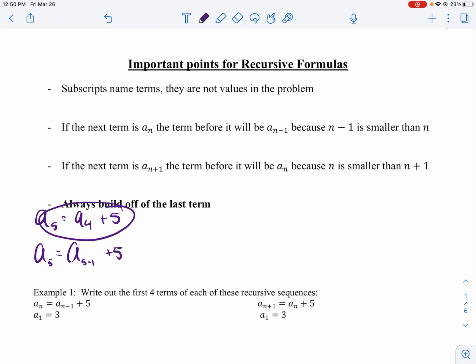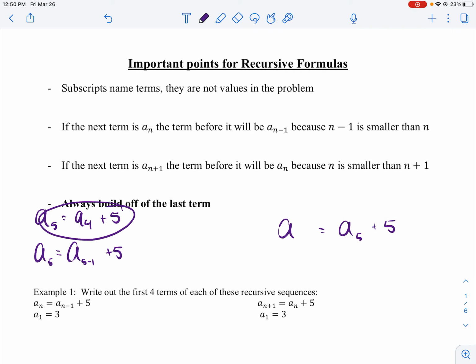Okay, same thing with down here. Let's say we want to find our sixth term. Well, 5 plus 1 is equal to 6. So in both cases, well, I'm sorry, let me rewrite that. If we're looking for our fifth term, it's going to be 4, and this will be 4 plus 1, and 4 plus 1 is equal to 5. So again, in both cases, our fifth term is calculated by utilizing the term prior.